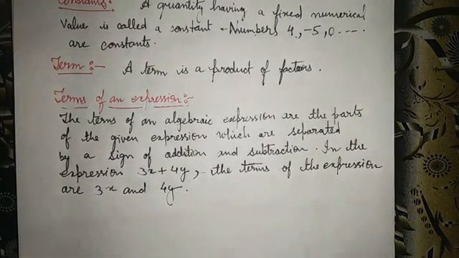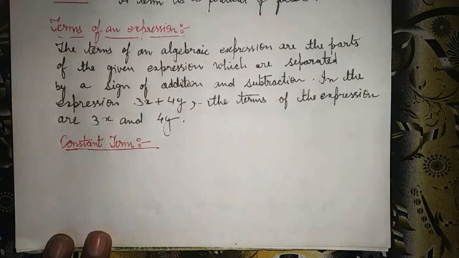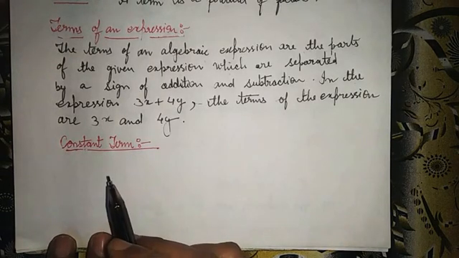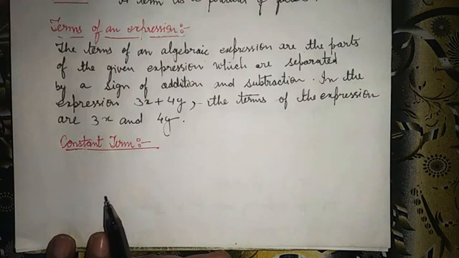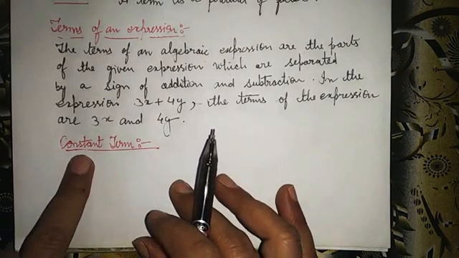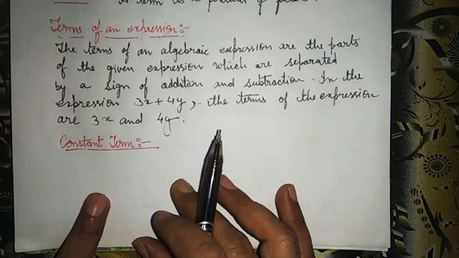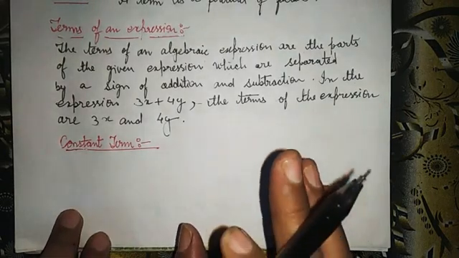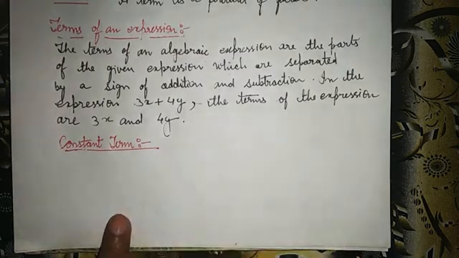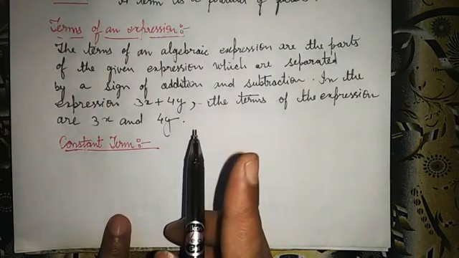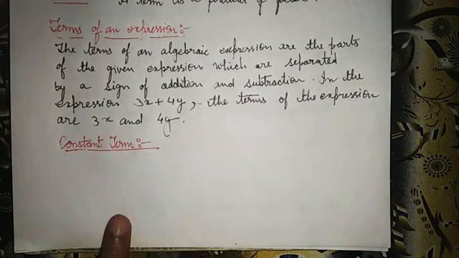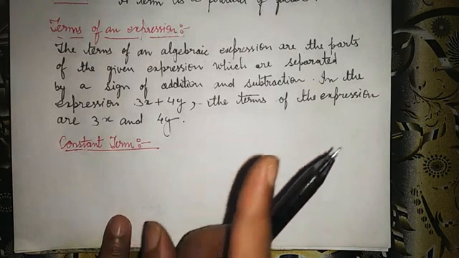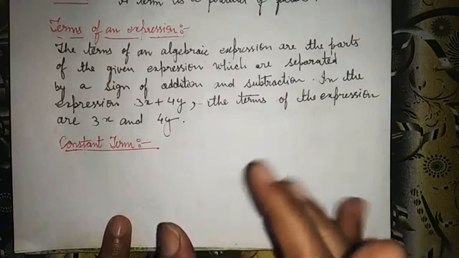Children, you can see two types of terms: constant terms and variable terms. First I am going to explain about the constant term. Children, in an algebraic expression, a term which has no literal factor, listen children very carefully, which has no literal factor is called a constant term.